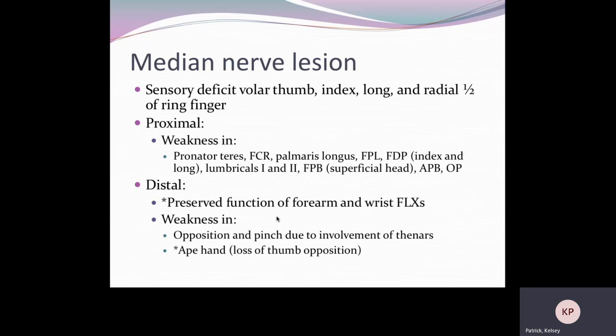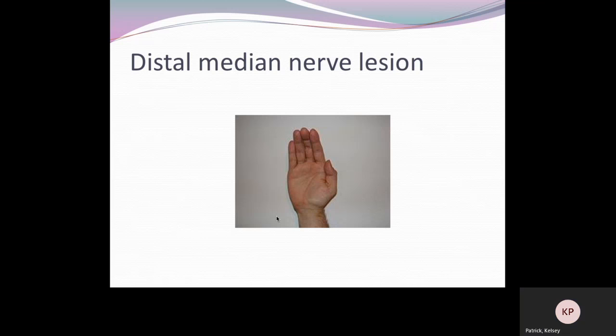the ring finger. If the lesion is proximal, you can expect weakness in the muscles listed, which are muscles in the forearm and hand that are innervated by the median nerve. If the lesion is distal, the forearm and wrist flexors will be spared. You will see weakness in the opponens pollicis and flexor pollicis brevis. With distal median nerve lesions, you will typically see the ape hand deformity. This is the ape hand deformity that you will see with a distal median nerve lesion due to loss of opposition.